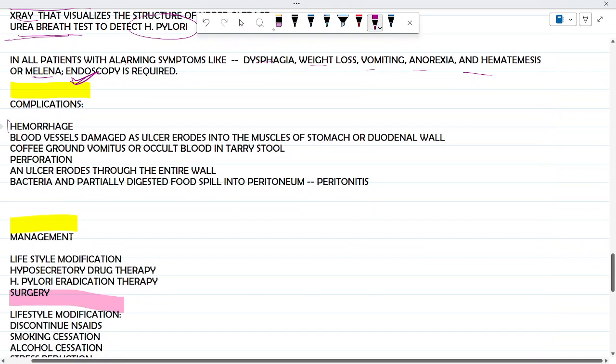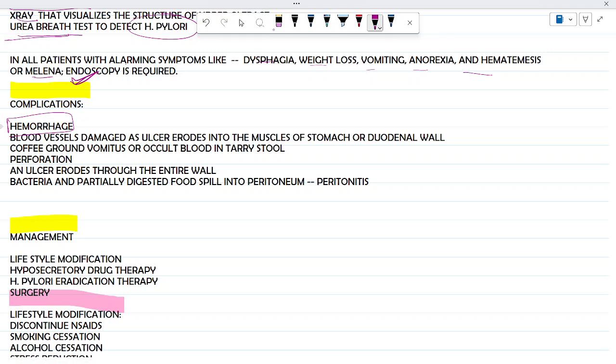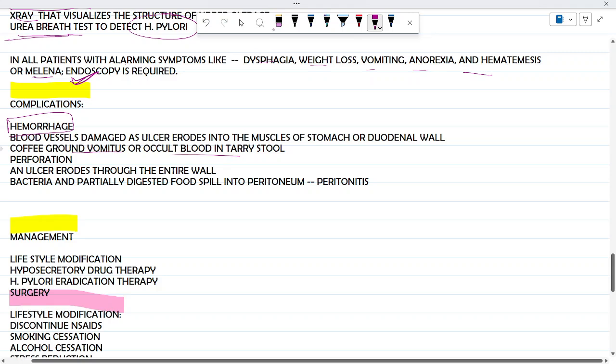Complications, mainly it shows hemorrhage, and that is because the blood vessels are damaged and it erodes into the muscles of the stomach or duodenal wall. There will be either coffee ground vomitus or occult blood in stool. Perforation, that is the second complication, that is the ulcer erodes through the entire wall. Bacteria and the partially digested food can spill into the peritoneum and cause the third complication, that is peritonitis.